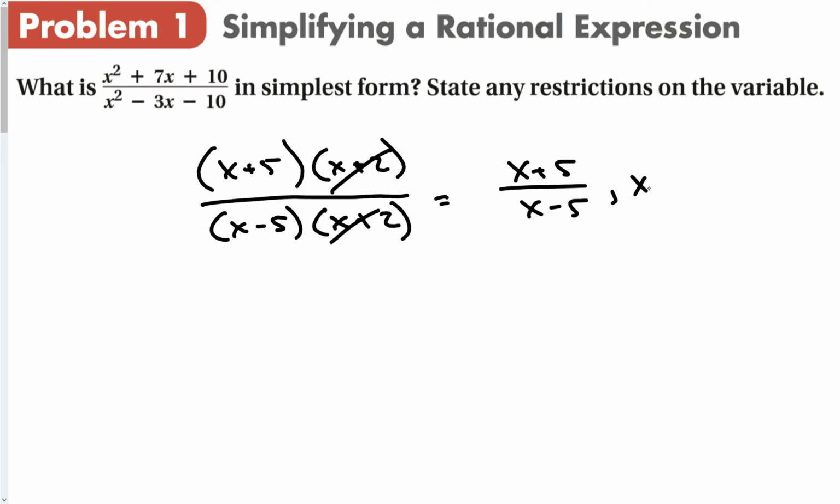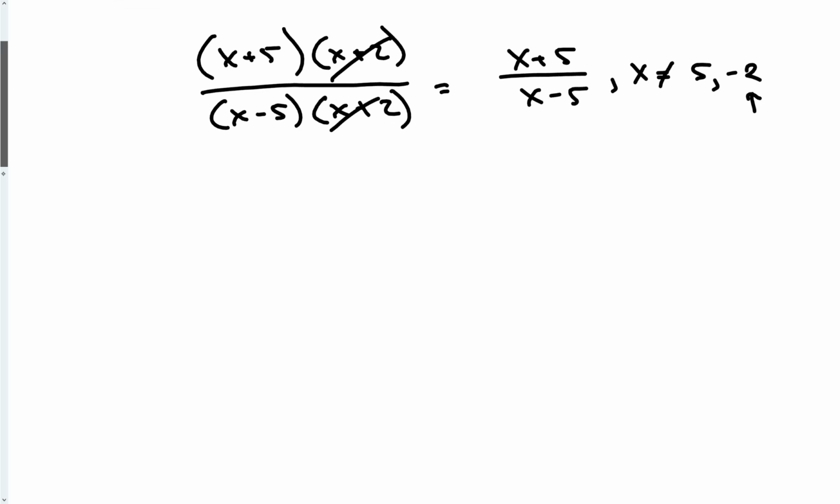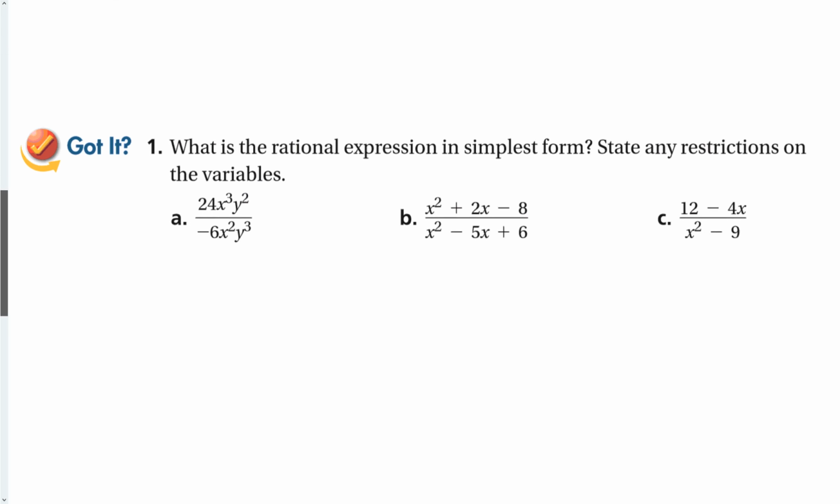Comma, x cannot be equal to anything that makes the denominator equal to 0. That's 5, a vertical asymptote, and negative 2, a hole in the function. And again, this one is more important because it's not evident from your final answer. If you're just trying to graph this function, you need to include that it had a hole in the function. Let's try a few more of these.